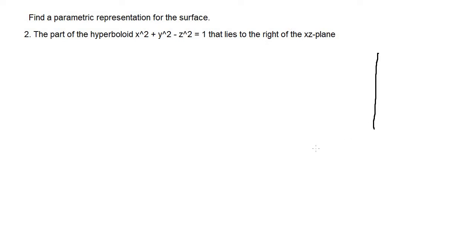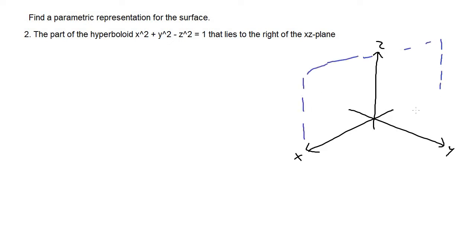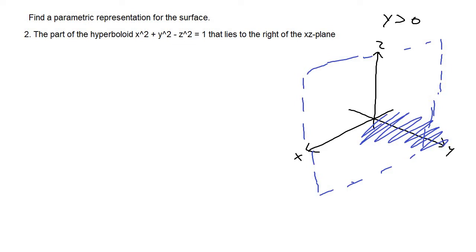If I were to draw out the three-dimensional coordinate system, we have x, y, and z. The xz plane, if I just draw this in another color, is going to be something like this. So if we're talking about to the right of the xz plane, that is where the y values are positive, or where y is greater than 0. So this tells us the x and z values can be any real number, but the y values have to be positive.